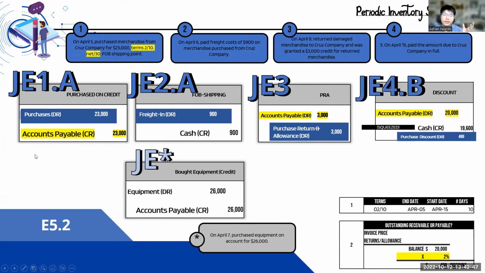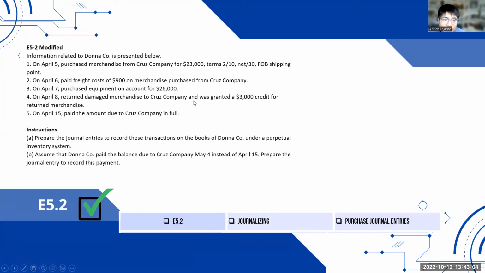And basically, that's the difference, right? Same journal entry, same values, different account names lang. Walang inventory initially si periodic. Meron siyang purchases, freight in, credit of purchase return allowance, and credit of purchase discount, right? So that ends our 5.2.